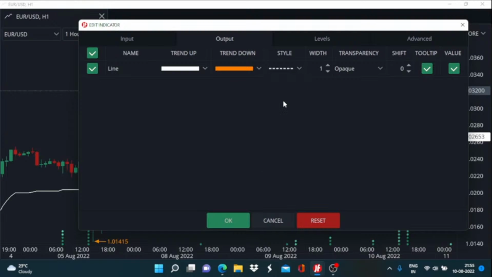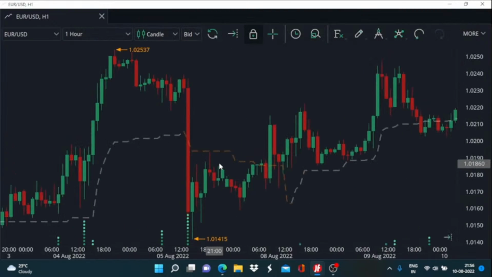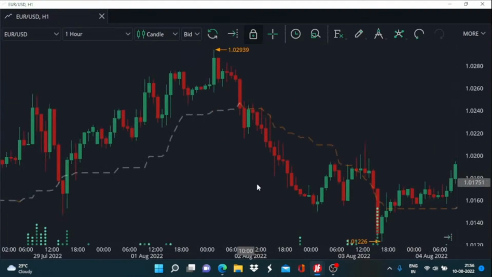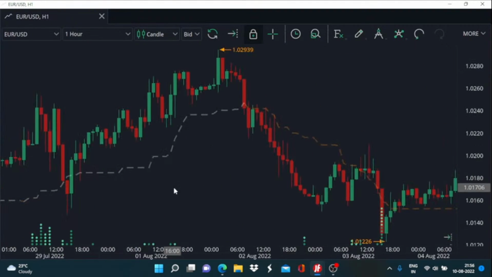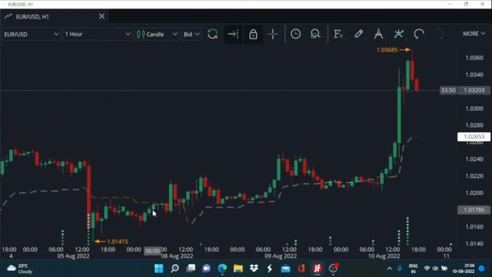You can make it more stylish if you want. You can increase or decrease the width, and there is this option with the transparency also. If you don't want your chart to look too cluttered, then you can reduce the transparency. So here this is the same indicator, but it is looking a bit different in terms of the plotting, in terms of the color combination styling, and we are using two different colors.